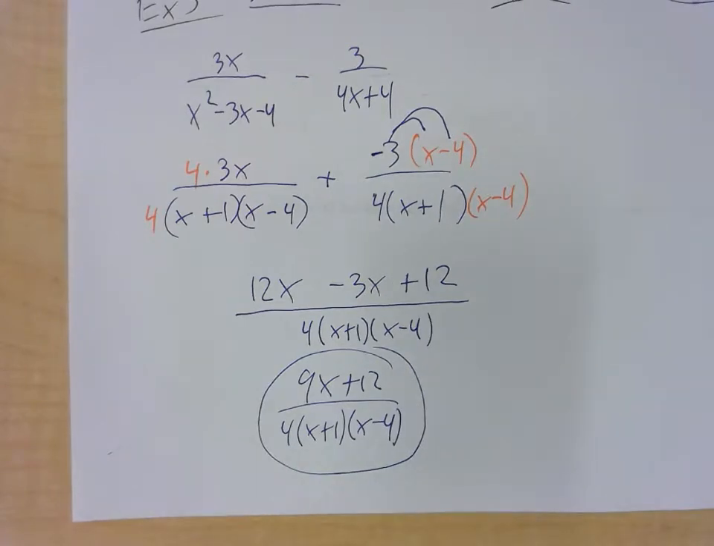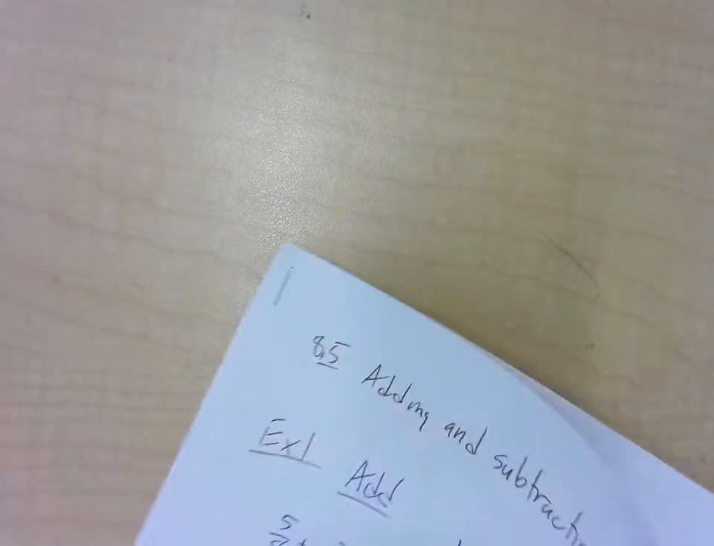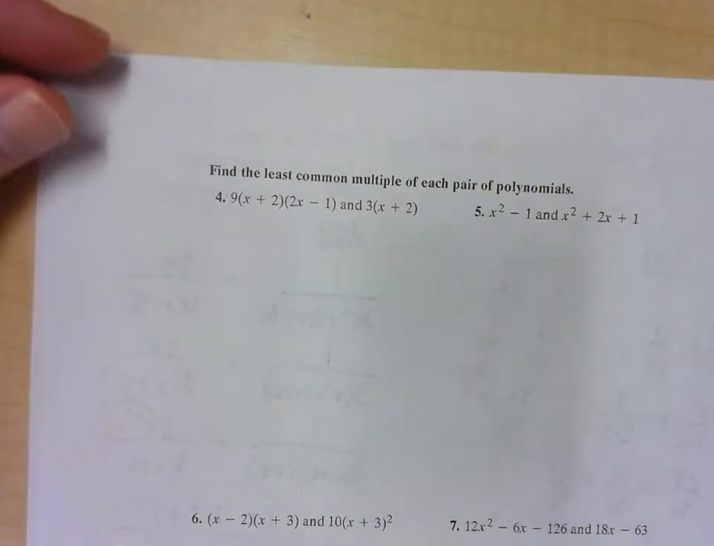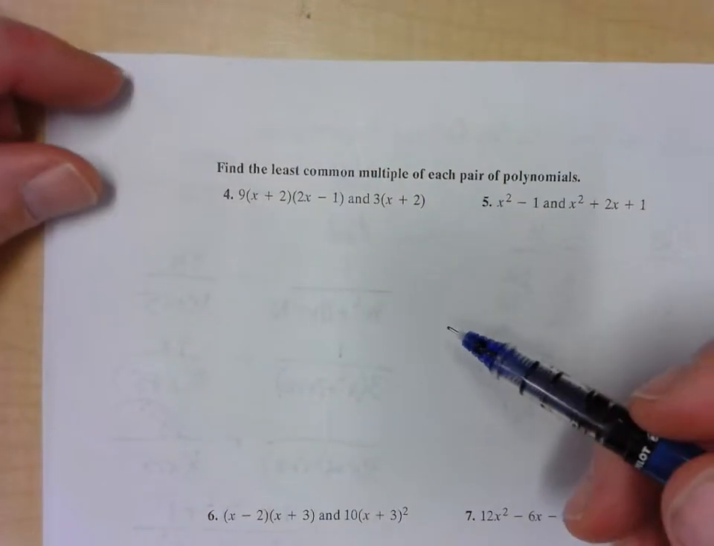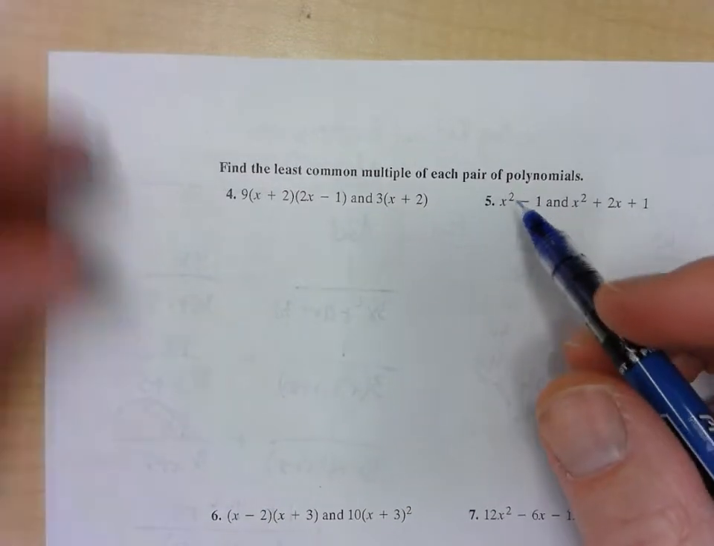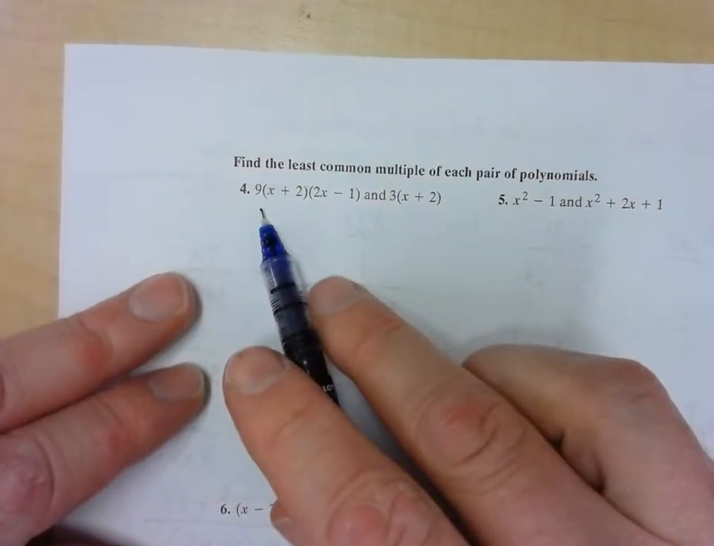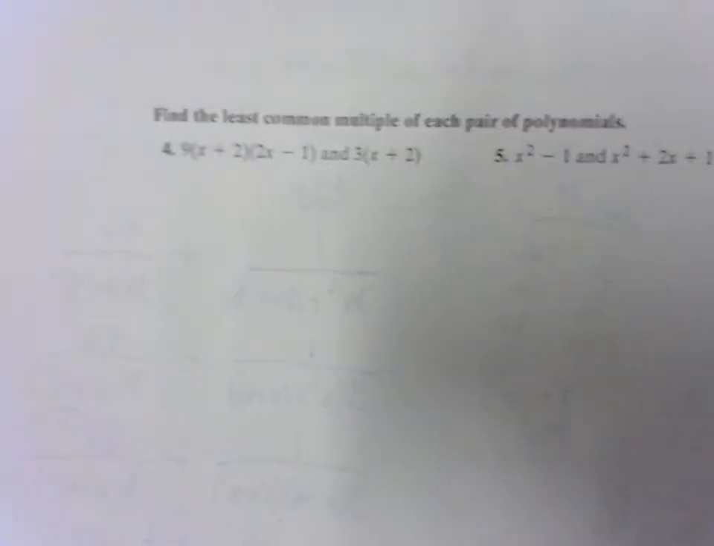So there's the answer to this one. Okay, let's go through and do some problems on the worksheet here. This is practice in finding common denominators. So it says find the least common multiple. So we compare these two. So let me drop this down here a little bit.